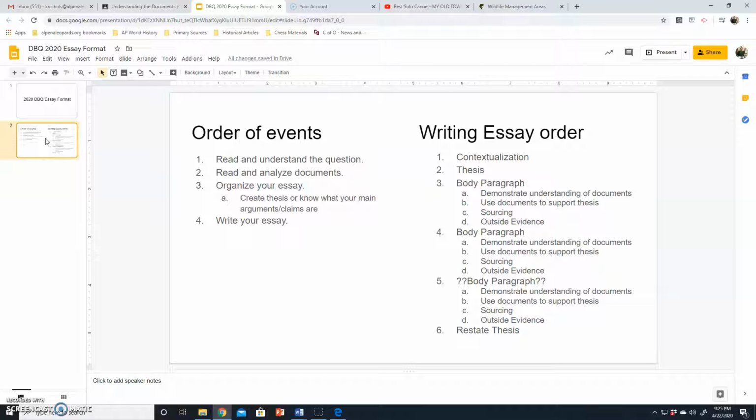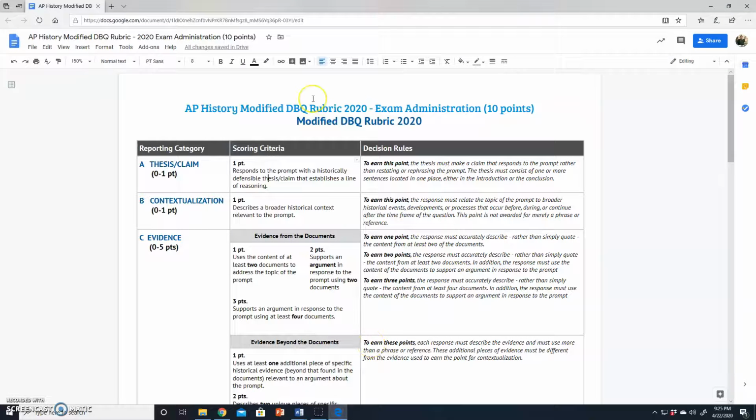Now, some of you say, wait a second, I don't want to do that. I would rather do that after I'm done writing. Okay, that's fine. But you need to know what your arguments or your claims are going to be. You may not have a finalized thesis, but you need to know what your argument and your claim points are going to be. Otherwise, you're probably not going to get very many points. All right, and I want to show you the rubric just to help you understand why I'm doing it this way.